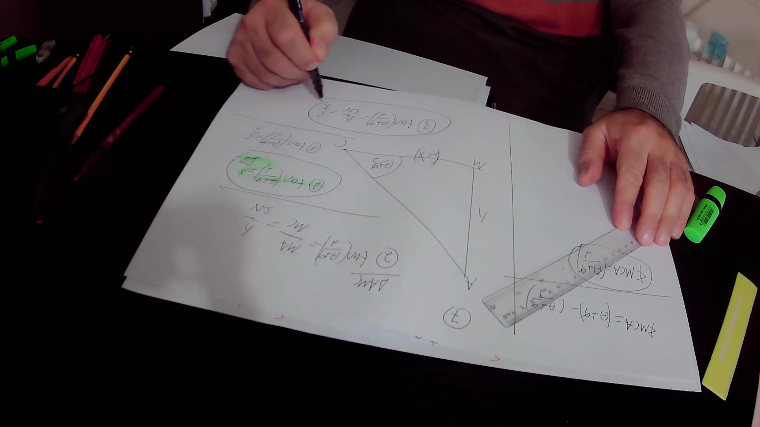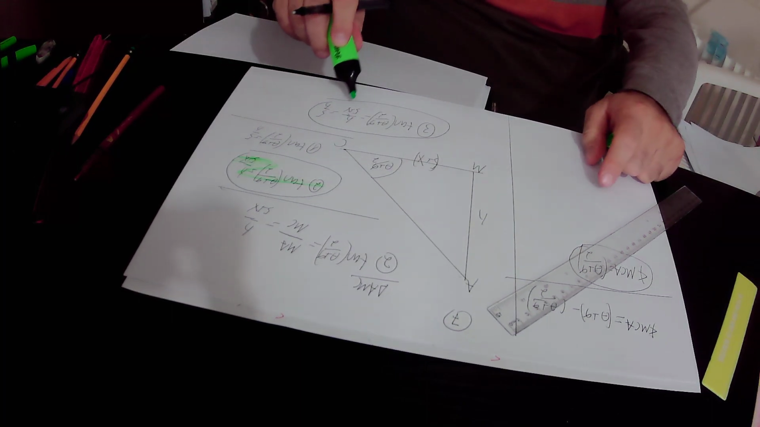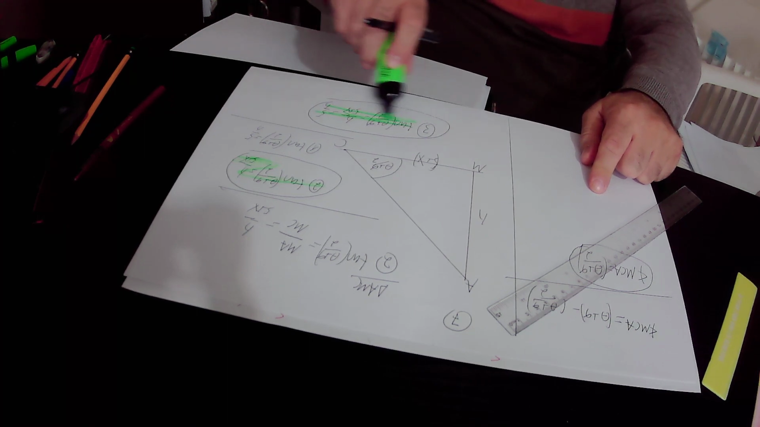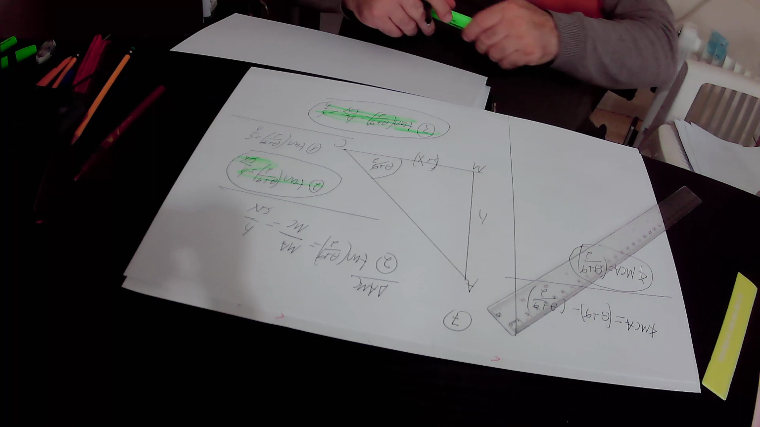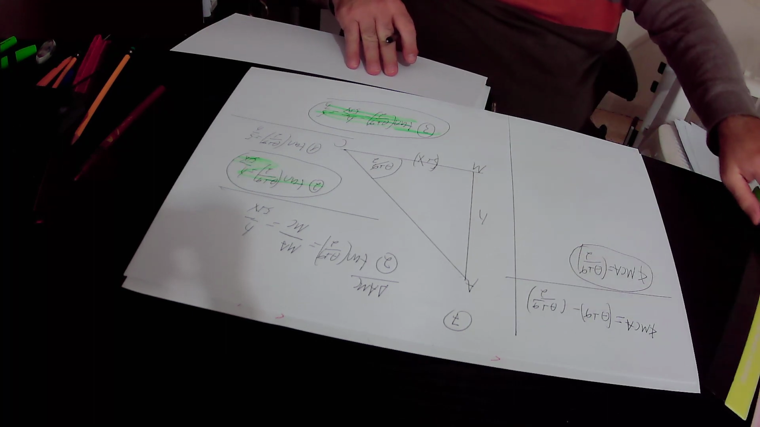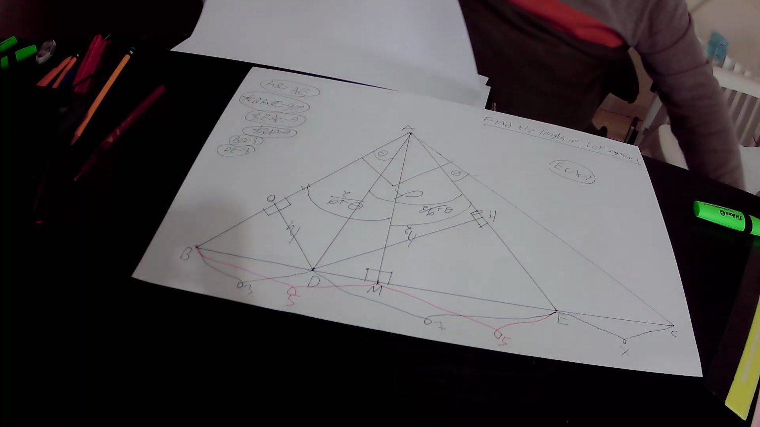Okay? Equation number 3 is the combination of equation number 1 with equation number 2. In the next step, we will find out the value of theta plus alpha over 2. What is the value of theta plus alpha over 2?